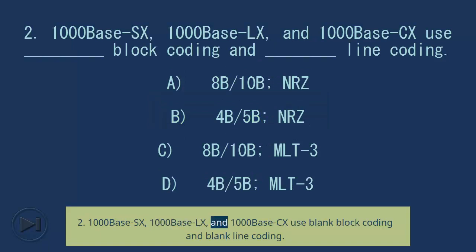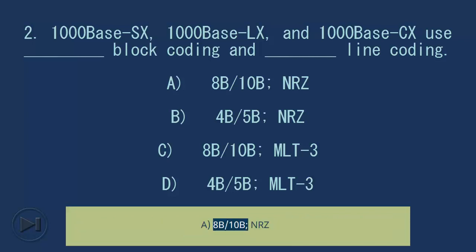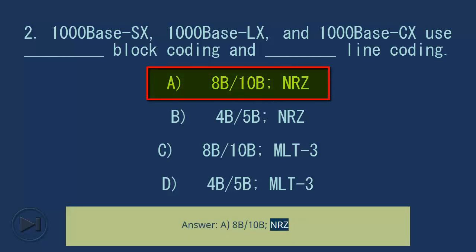2. 1000Base-SX, 1000Base-LX, and 1000Base-CX use blank block coding and blank line coding. A. 8B/10B, NRZ. B. 4B/5B, NRZ. C. 8B/10B, MLT3. D. 4B/5B, MLT3. Answer, A. 8B/10B, NRZ.